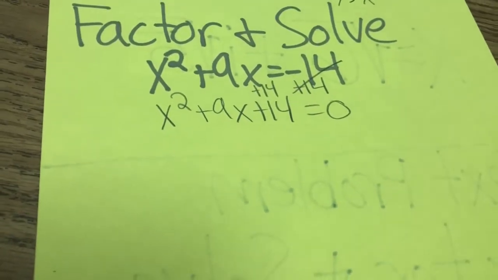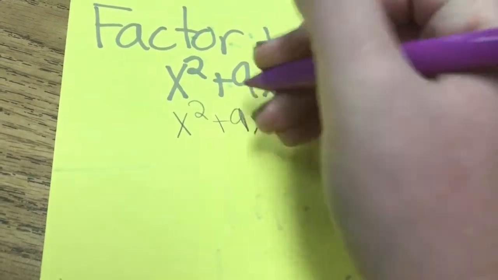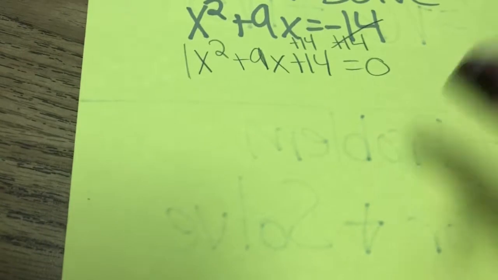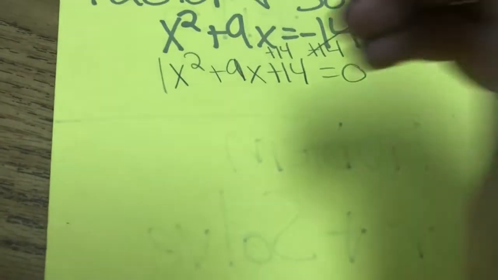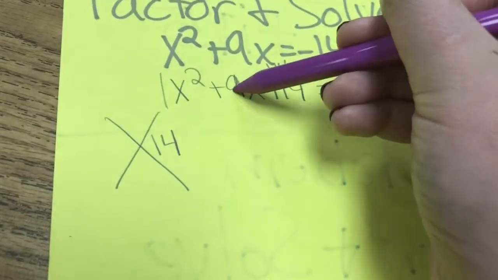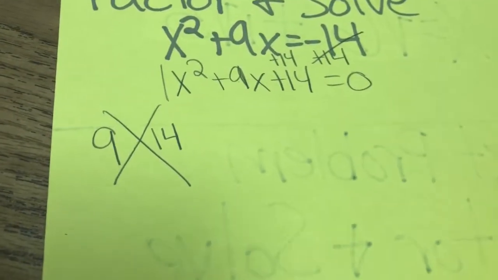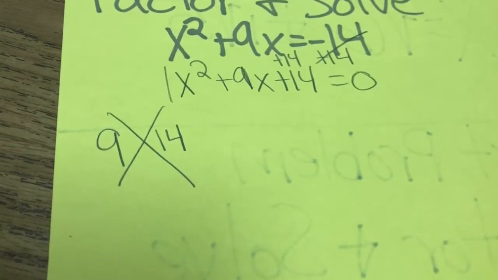So now I'm going to simply factor. I don't have to slide anything on this one because our a is that imaginary 1 with the x squared. It's imaginary 1 because I don't have to have it there, because multiplying by 1 doesn't change the value of that x squared. So I'm going to use my big X method. My c goes to the right. My b goes to the left. And I'm looking for two numbers that multiply together to give you 14, but also add to give you 9.